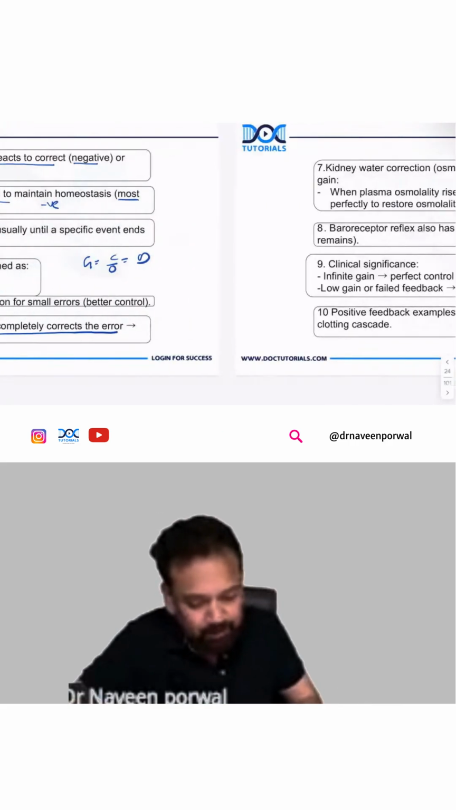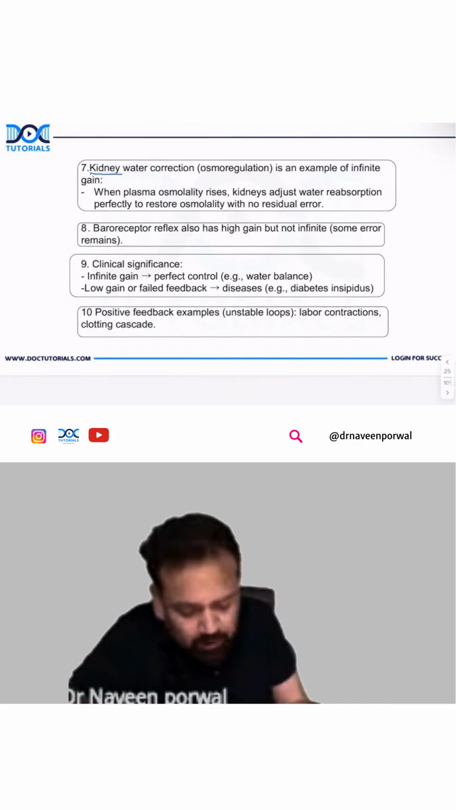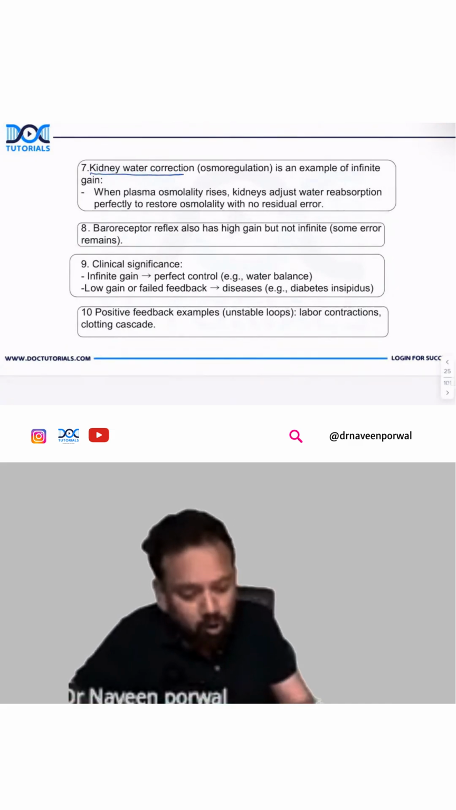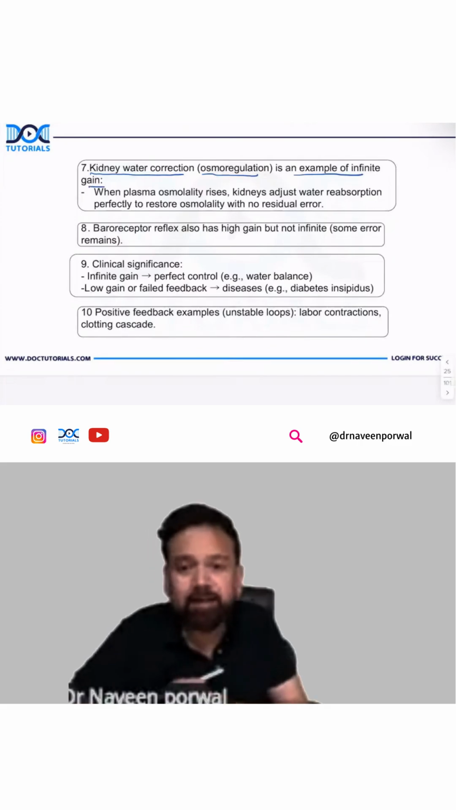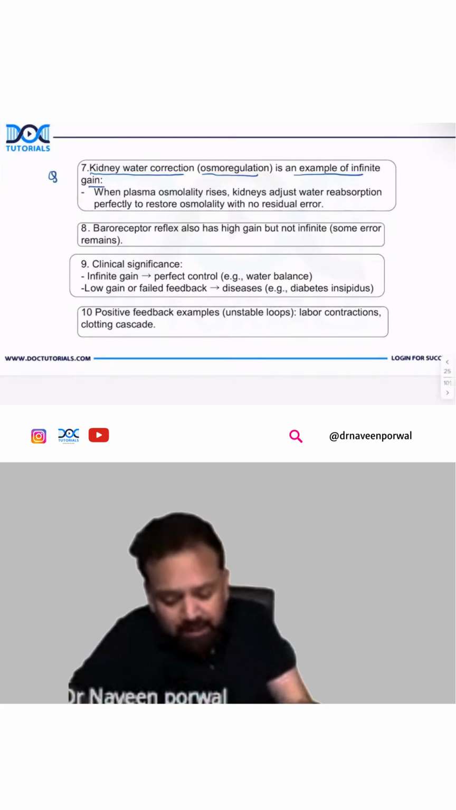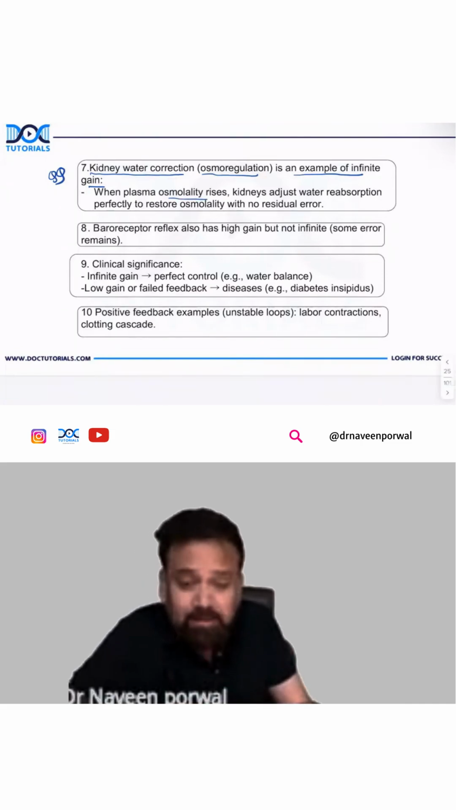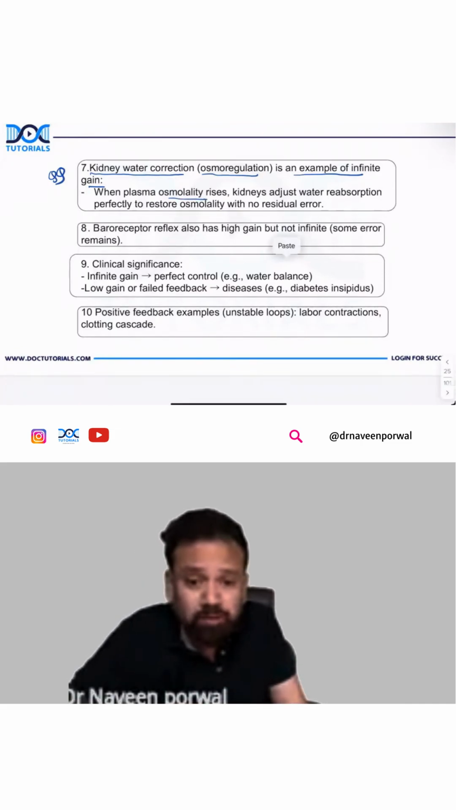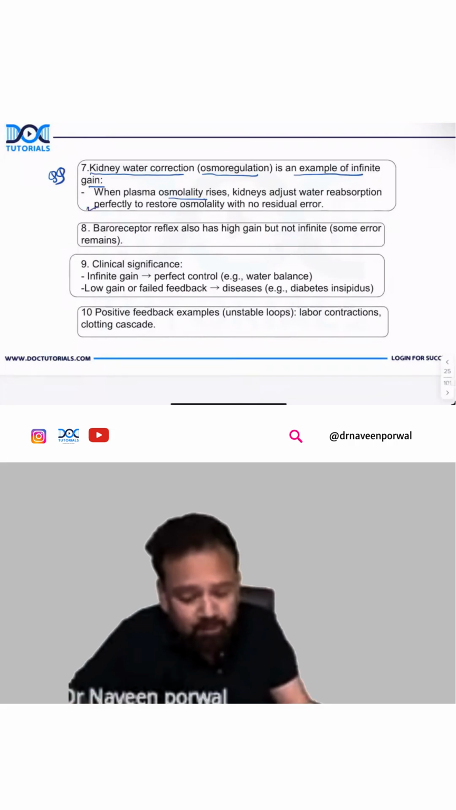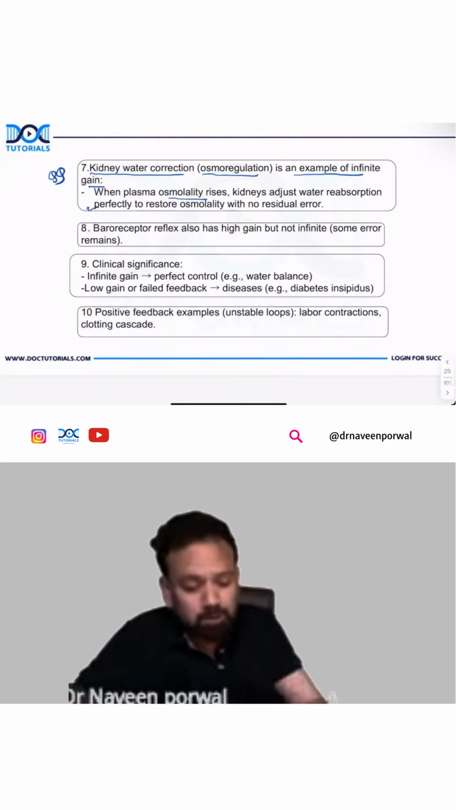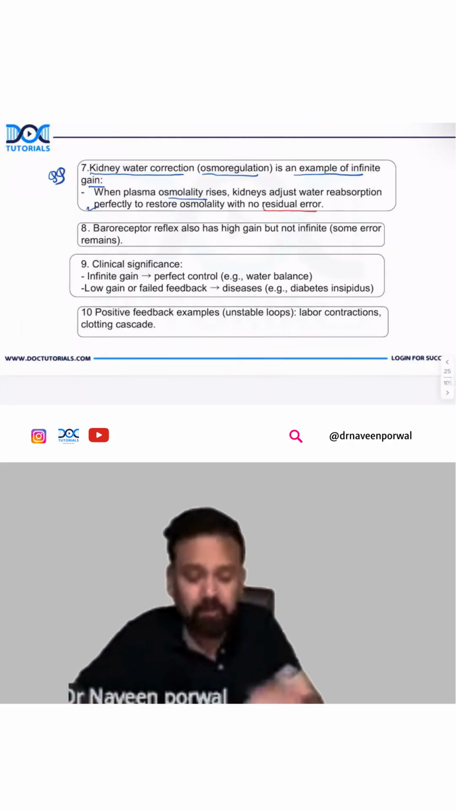And the example, as you know, is kidney water correction, osmoregulation. It is the example of infinite gain. This is asked again and again. The water correction by the kidney, osmoregulation. Why? Because when plasma osmolarity rises, the kidney adjusts water reabsorption perfectly to restore osmolarity with no residual error.